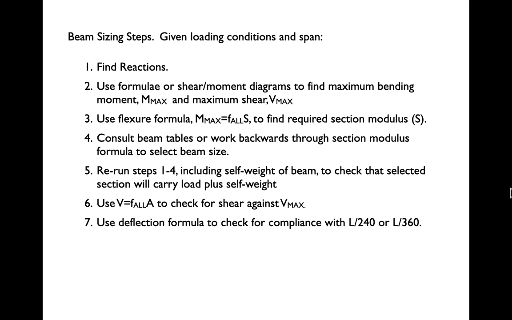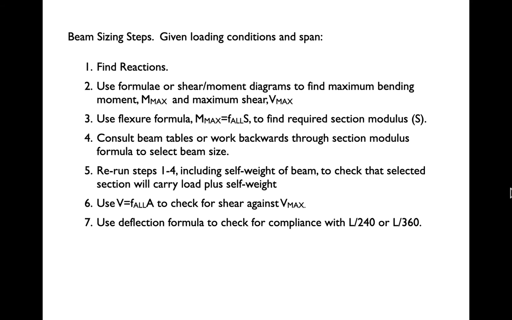We'll then take the section modulus that we need and go find a shape that meets that or better. We'll either use beam tables, which we can do in steel, or we can work backwards to find a rectangular shape, or if you want a triangular or circular shape, but we'll stick with rectangles, to figure out a geometry that will meet that S.